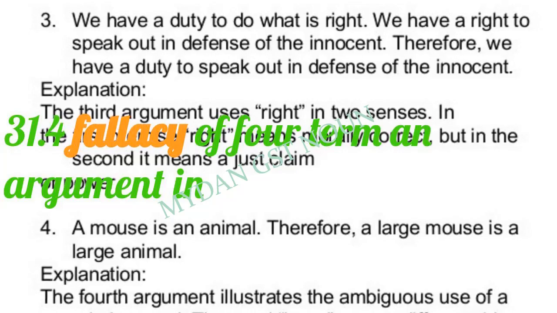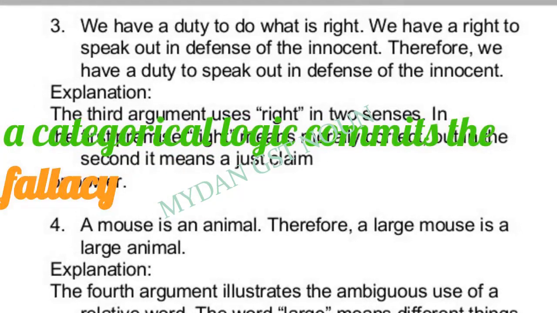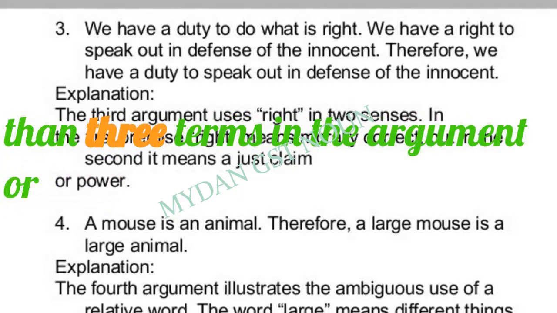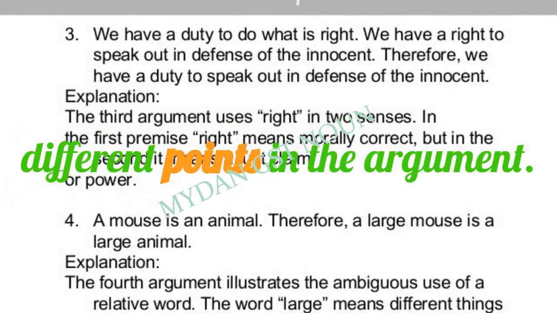1.4. Fallacy of four terms. An argument in categorical logic commits the fallacy of four terms if either there are more than three terms in the argument, or a term is assigned different meanings at different points in the argument.